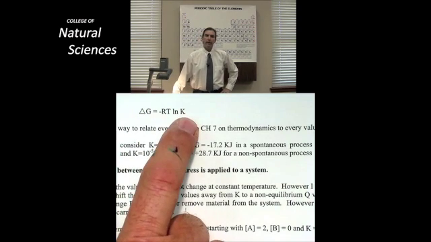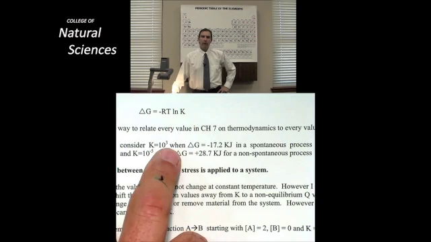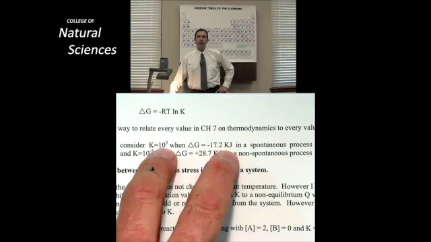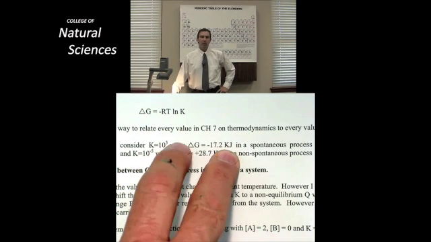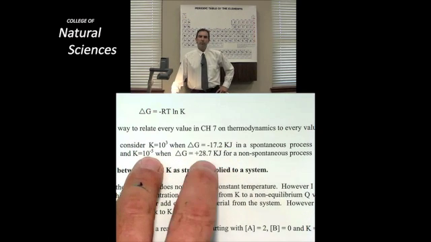Well, let's go ahead and see what kinds of values you would expect to see. And you see them down here right off. I've just done some of the math. There's K equal to 1,000. There's delta G equal to minus 17. There's K equal to 10 to the minus 5. There's delta G equal to plus 28.